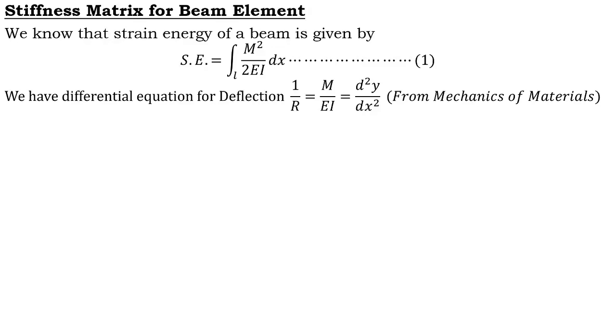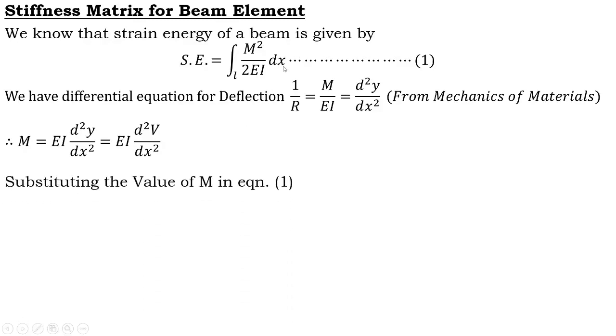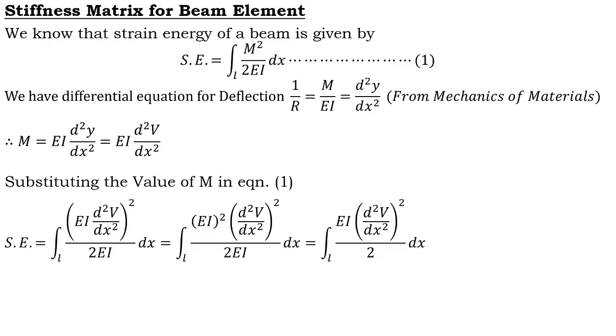Now here if I rearrange the terms, I'll get M is equal to EI d square y divided by dx square, and that will be equal to EI d square v divided by dx square, where y is the deflection in the beam and in FEM the y will be replaced with v. Now this value of M I need to substitute in equation number 1. When I substitute that value of M in equation number 1, I'll get this modified strain energy equation.